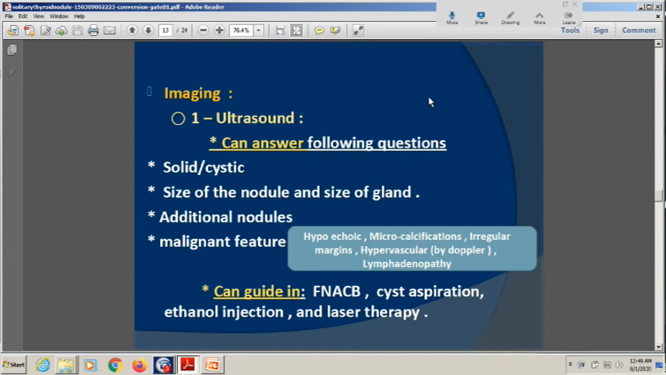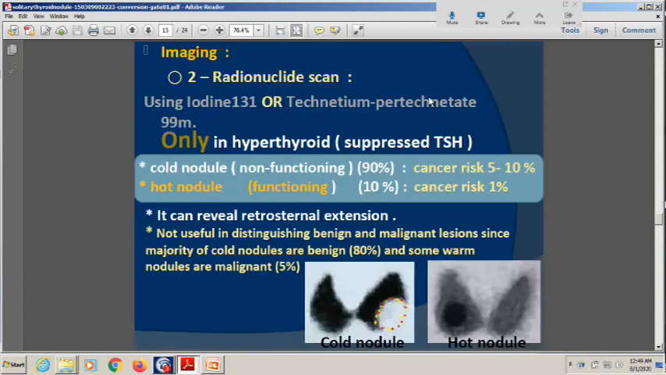Now the imaging tests. Radionuclide scan, already explained what is the role of a hot nodule. The cold nodule, which is mostly non-functioning, has a chance of malignancy of 5 to 10%. A hot nodule, which is a functioning nodule, which is a toxic nodule, has only a 1% chance of cancer. The importance of the radionuclide scan is that it can reveal retrosternal extension. The same tests, CT and MRI, look better.